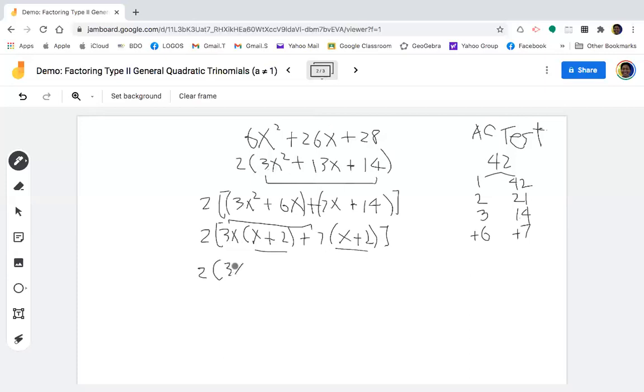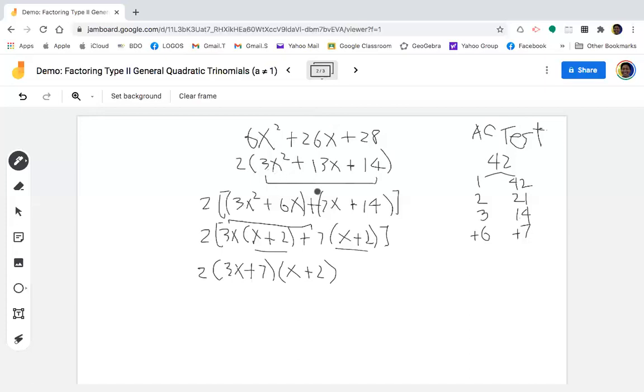3x plus 7. And then the binomial, which we're factoring out, is x plus 2. All right. So these are the factors. These are the factors of the original trinomial.